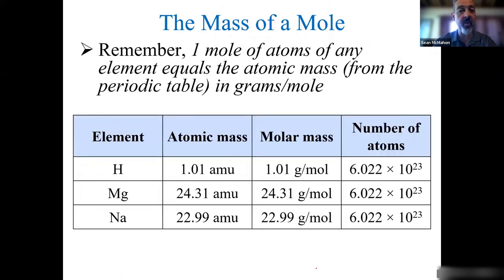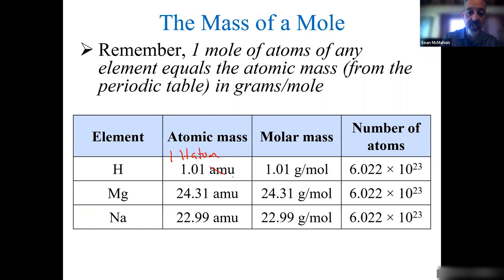So just remember, 1 mole of atoms of any element equals its atomic mass, right? So hydrogen, the atomic mass is 1.01 AMU, but it's not useful to know the weight of 1 hydrogen atom, okay? Because it's atomic mass units, it's like 1.67 times 10 to the negative 27 kilograms. That's not very useful.